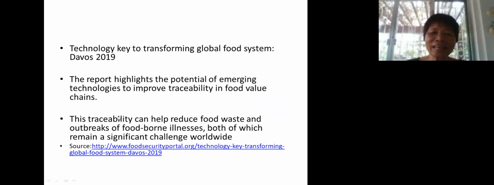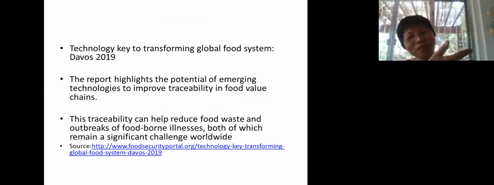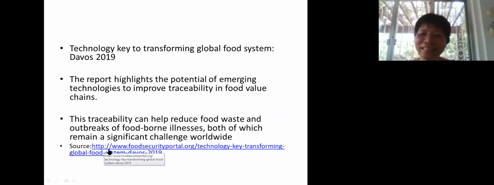Now, why is this traceability good? They call it traceability technology. It can reduce food waste and outbreaks of foodborne illnesses. As you know, if the food is not transported well before it reaches the table of the individual household, it's no longer good. Both of which remain a significant challenge worldwide. Again, this is the source. You can tap it. I give you the source for it.